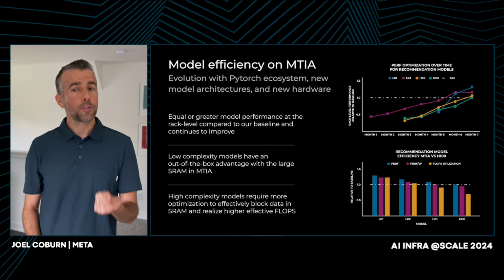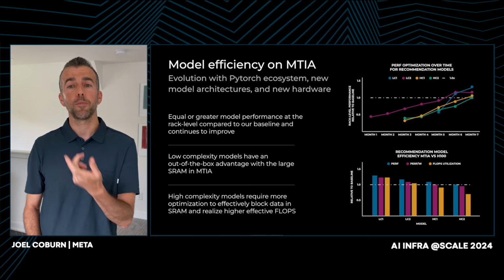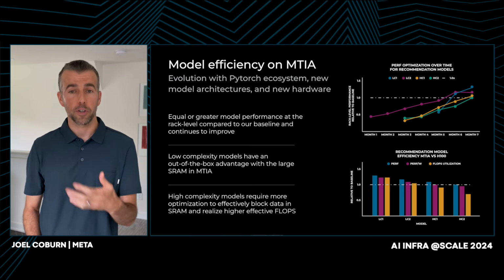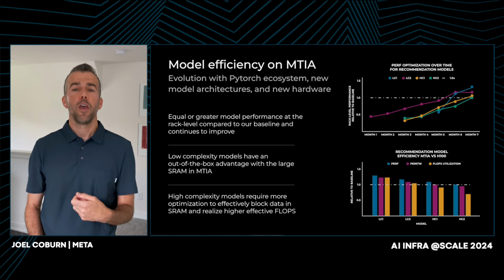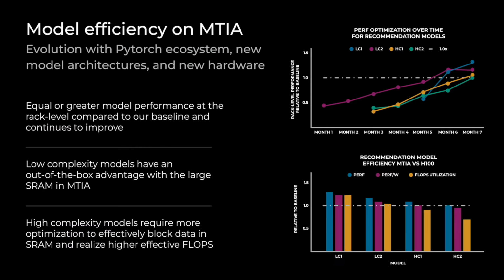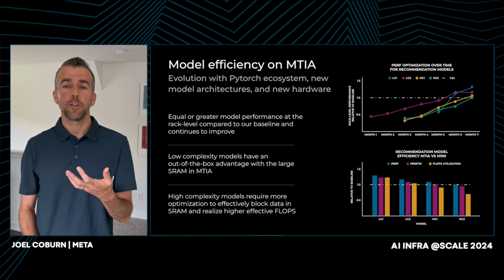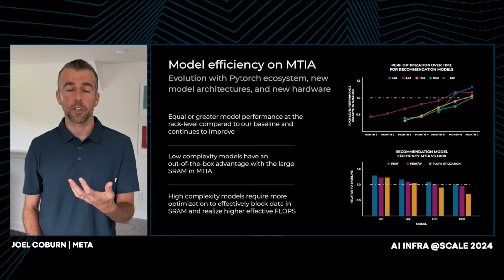And you can see that performance improved over time, but particularly as we onboarded new models, the time to optimize a new model went down. So our developer efficiency was improved. Now let's look at the graph in the bottom right. So you can see that we get equal or greater performance at the rack level compared to our baseline. And if you look at lower complexity models, sort of out of the box, we have an advantage because we can utilize that on-chip SRAM that we built intentionally for that purpose. You can see on the high complexity model space, we need to do more optimizations to get good performance.